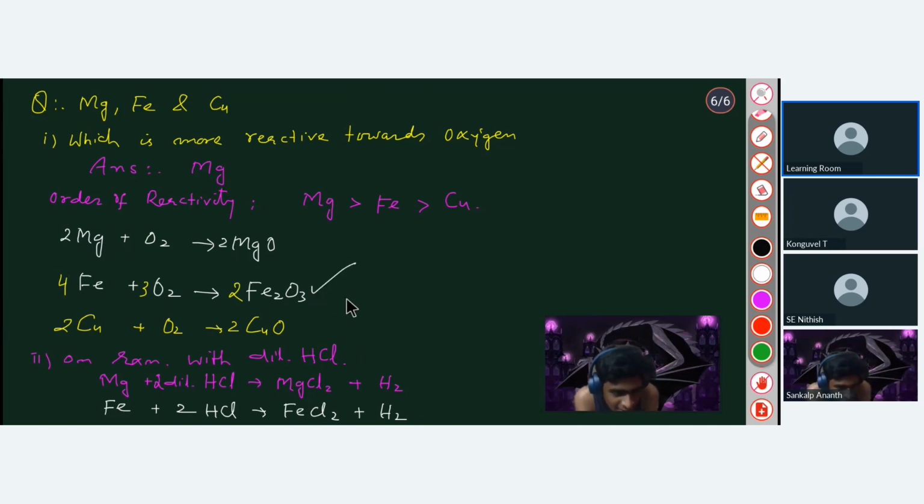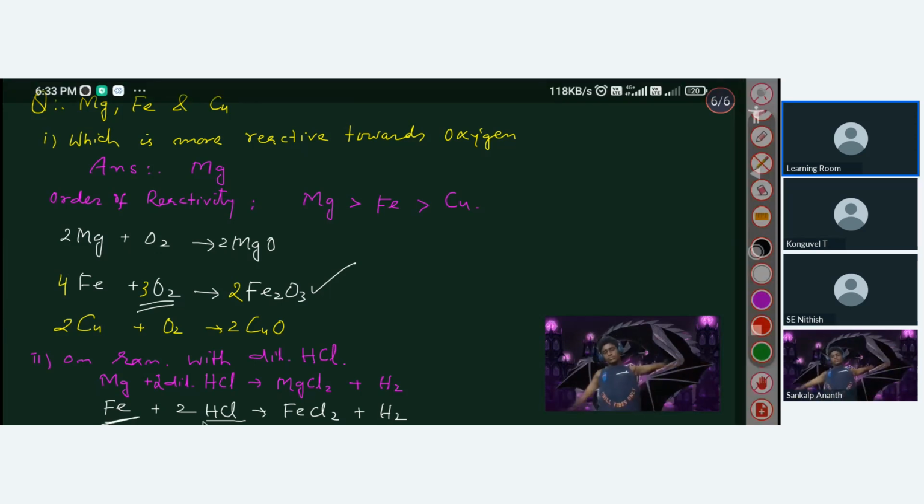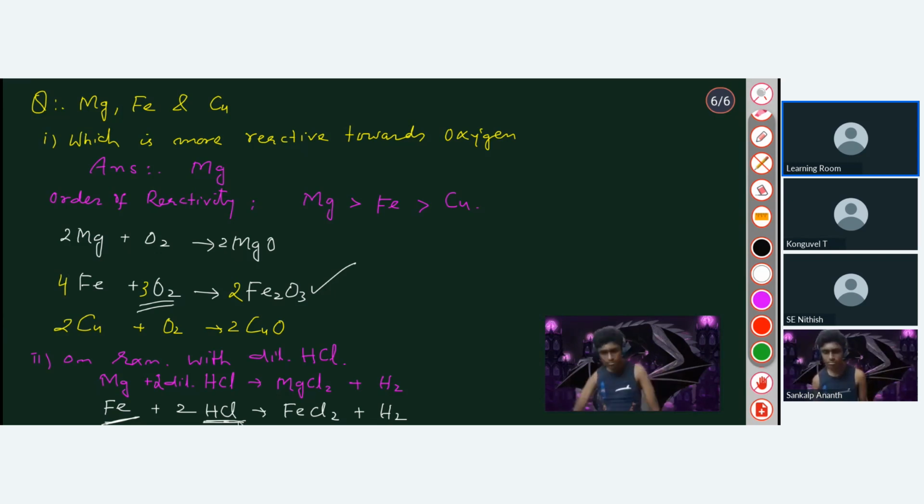It depends actually on the excess. If oxygen is in excess, then you will get the ferric oxide. Similarly, if hydrochloric acid is in excess, then you will get the ferric chloride. It depends on the quantity. If iron is in excess and HCl is in minimum amount, then it will be ferrous chloride, that is FeCl2. But if HCl is in excess, then it will be ferric chloride.